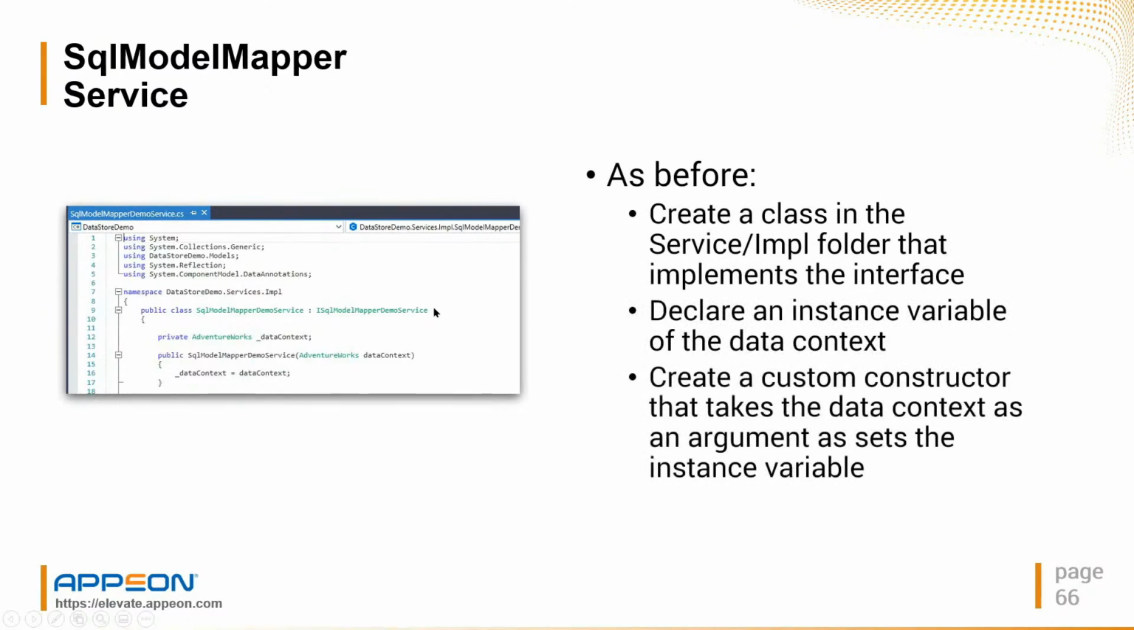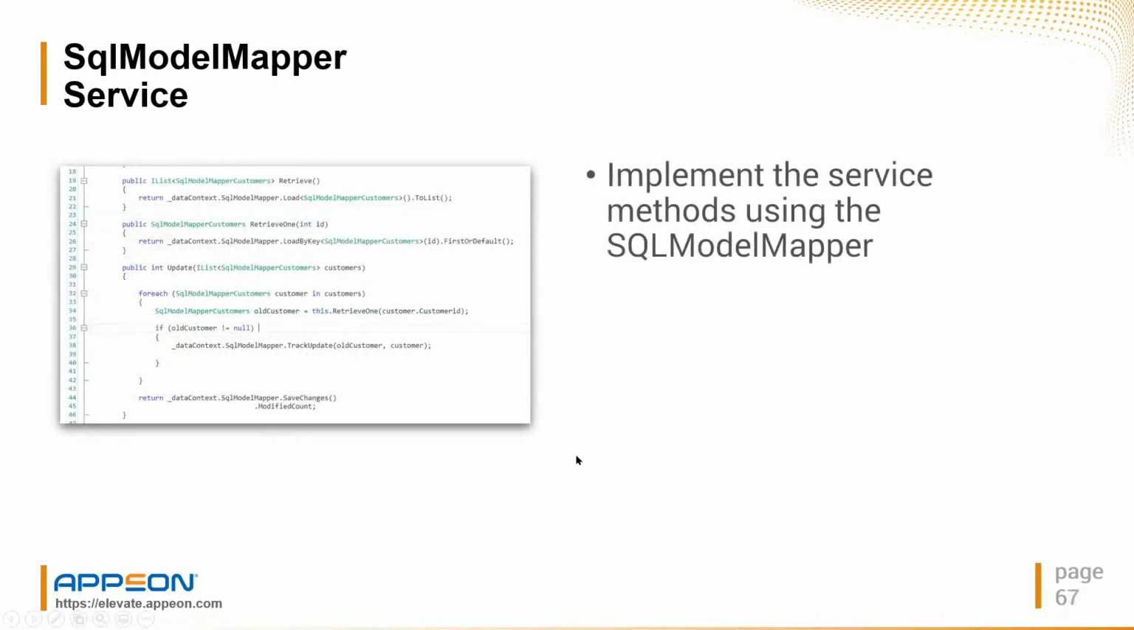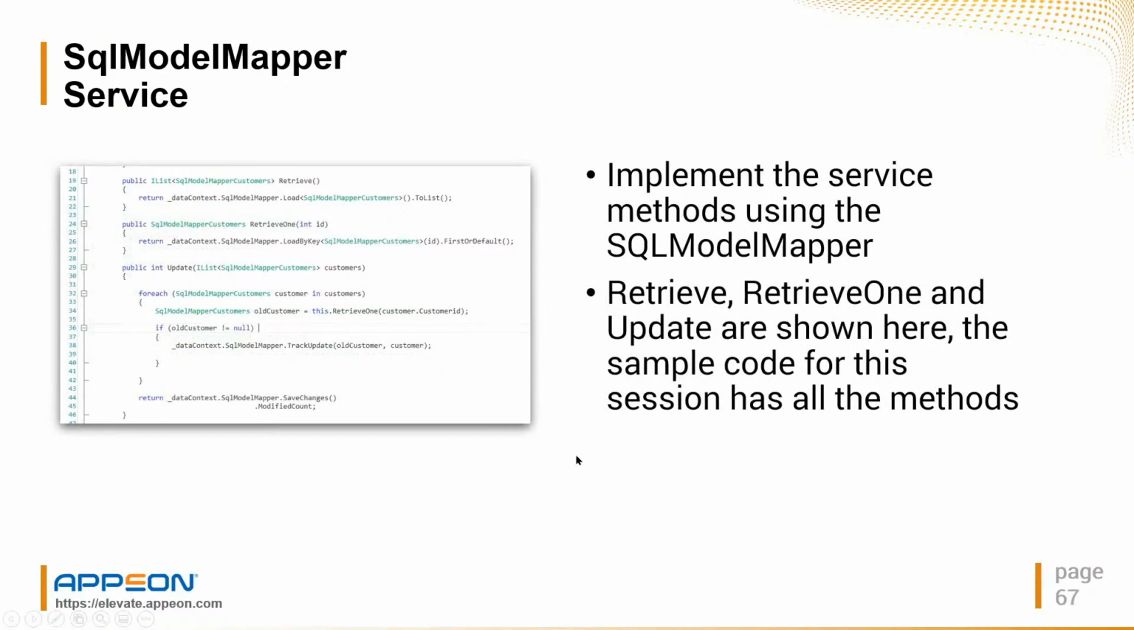Okay, so now we create the services Impl class. Declare an instance of the data context, same as we did with the .NET data store, and the custom constructor. That doesn't change. Then implement the SQL model mapper. Now, see, this is not good. This isn't the syntax that your PowerBuilder developers are going to be familiar with.